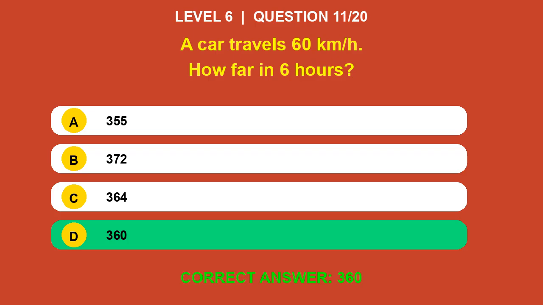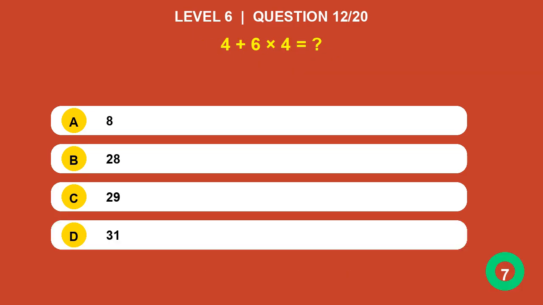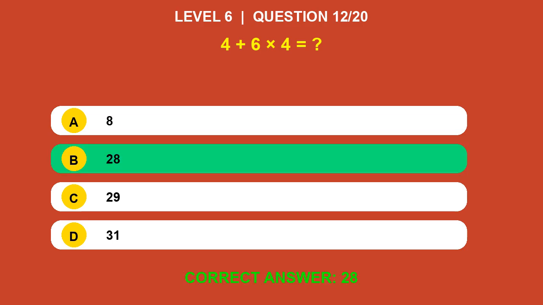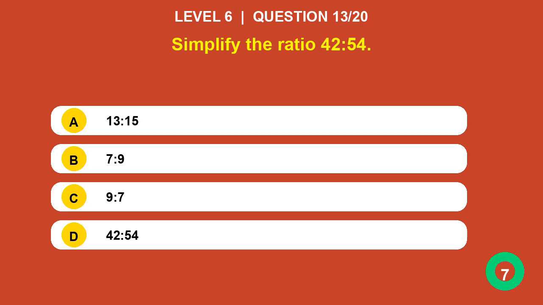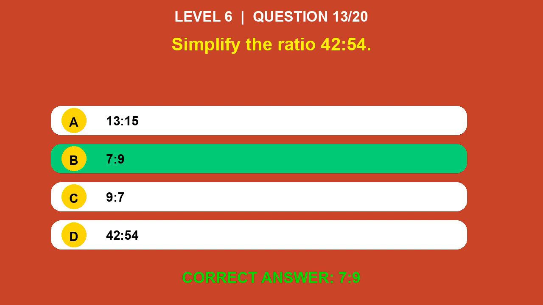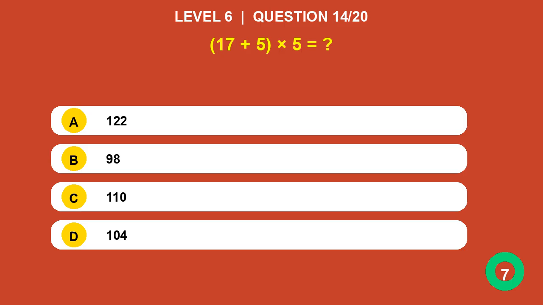Answer is 360. 4 plus 6 times 4 equals? Answer is 28. Simplify the ratio 42-54. Answer is 7:9. 17 plus 5 times 5 equals?